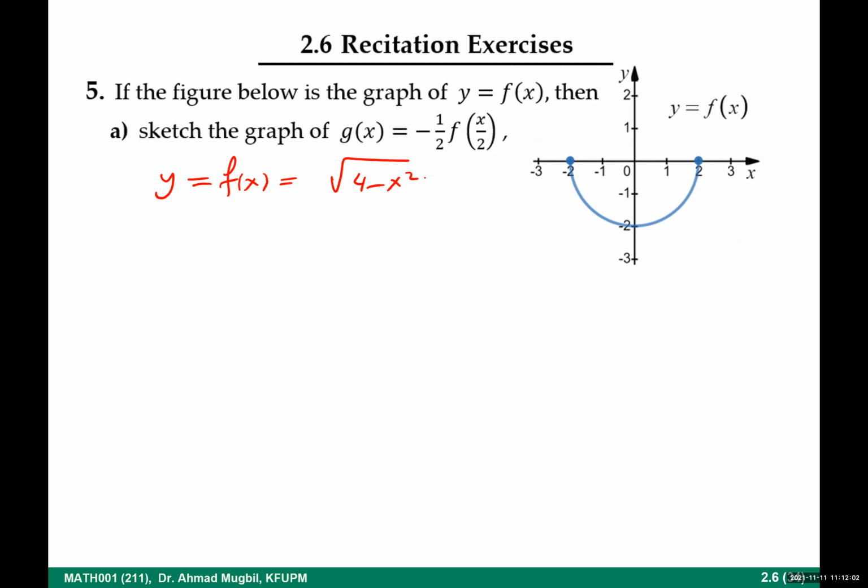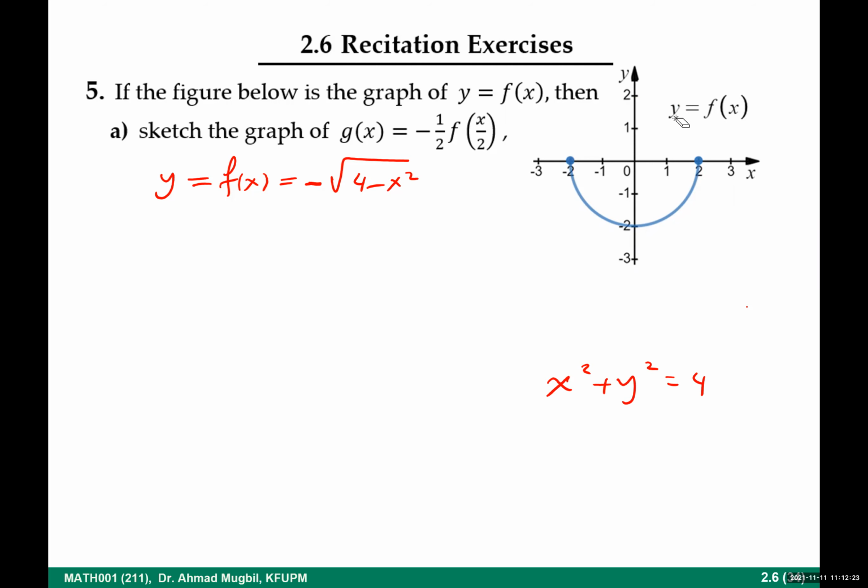This will be above the x-axis. This is negative the square root of 4 minus x squared. You didn't realize that this is the semicircle, the lower half of a circle. This circle, x squared plus y squared equals 4. If you continue, this will be a circle. This is the lower half of the circle.